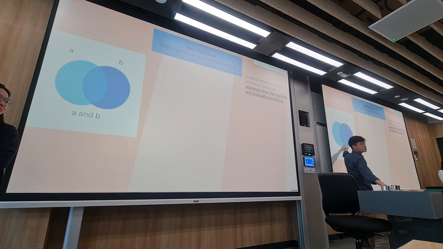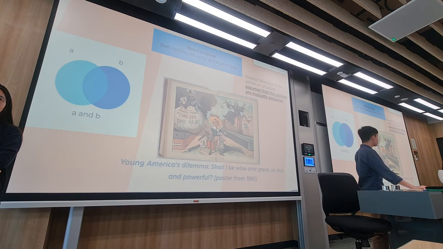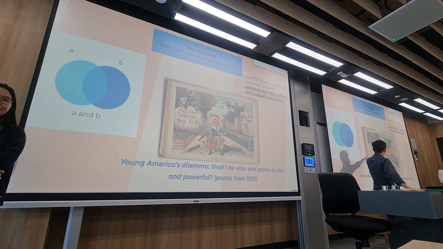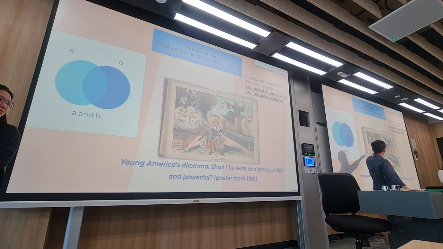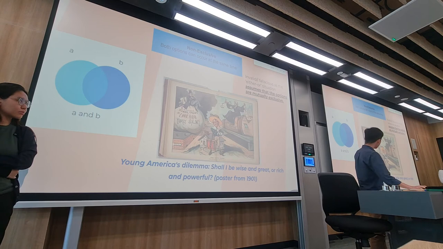It's not mutually exclusive, basically. One very nice example is this picture here, called the Young America's Dilemma. On the left is a guy, I think a manager in a steel mine, sitting atop a $1 million a year salary. The other is the Chief Justice of America, sitting on a wooden box, with a $1,000 salary. The caption says, "Shall I be wise and great or rich and powerful?"